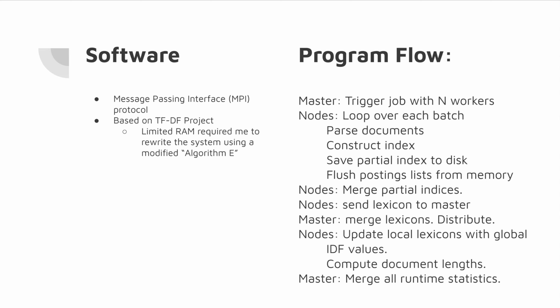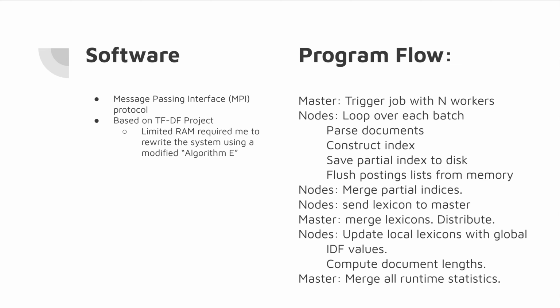So the program flow is over on the right here. And basically how it works is the master node initially triggers off a job with n workers, 1 through 5. Then each of the nodes, the worker nodes, will loop over each batch, and they'll parse the documents, construct an index, save the partial index to disk, and then flush the postings lists from memory in order to save on RAM.